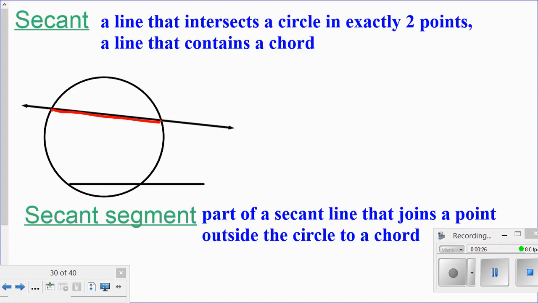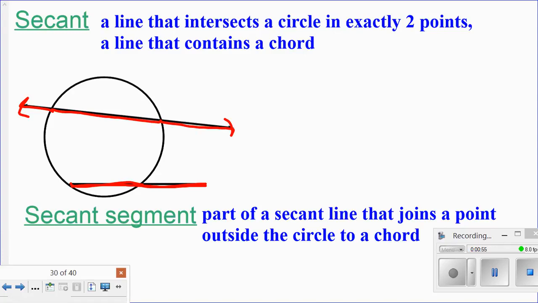So if I just extend that chord, that's what's called a secant. So it is a line that contains a chord. Now, sometimes a secant will be, rather than a line, it might just be a line segment. It still contains the chord, but then keeps going, and we just have that line segment. So we call that a secant segment. Okay, so that's what it is.